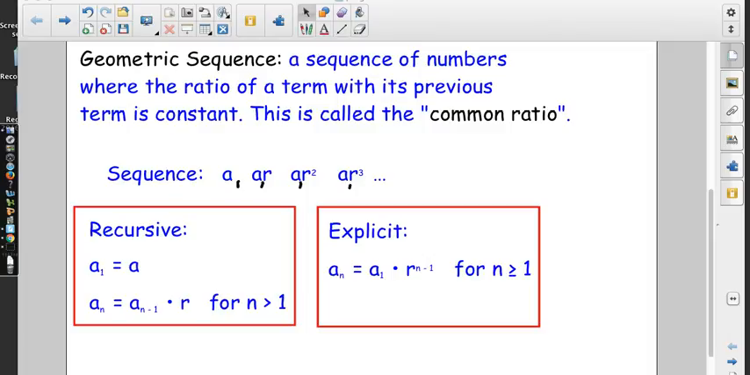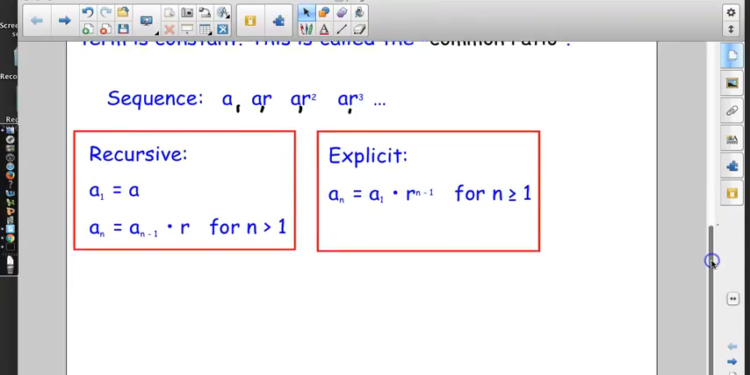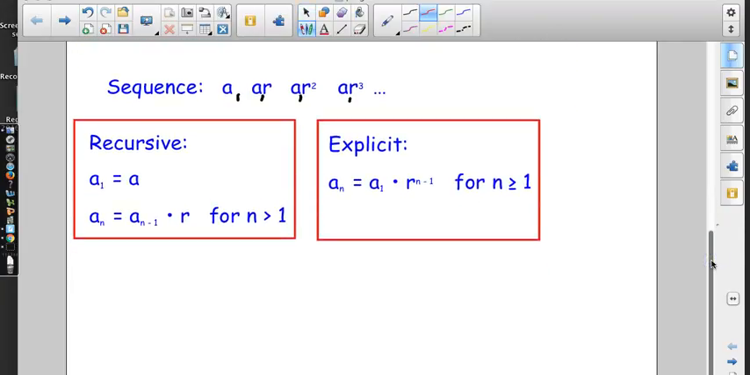So with the highlighter, what we want to do is highlight the pieces that we're going to have to find. And we obviously are going to have to tell them for recursive, hey, here's the first term. But that's not new to us. It's something we already know how to do. And then we have to figure out what r is. And again, it's the common ratio. To find it, we can take any term and divide it by the term before it. And that will give us the common ratio.